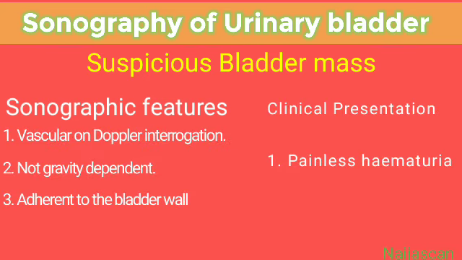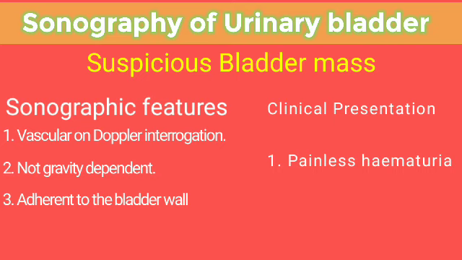Suspicious bladder masses. Alright, these are masses that are most likely not going to be benign. They have malignant features. Their sonographic features are pointing towards malignancy. They are mainly adherent to the bladder wall, not gravity dependent, and on Doppler interrogation there is usually flow. However, ultrasound is not the gold standard. It's not used for staging of bladder cancer, but at least it can give some overview of how the mass looks and the extent of the invasion or the infiltration of the mass.